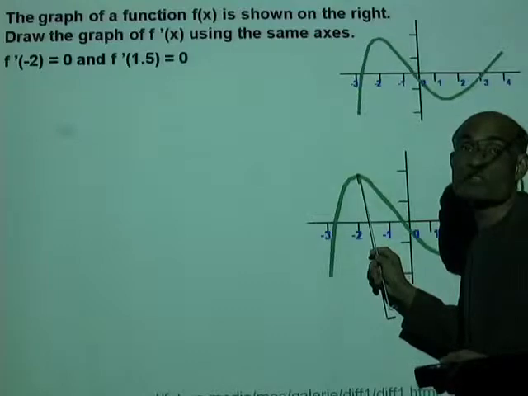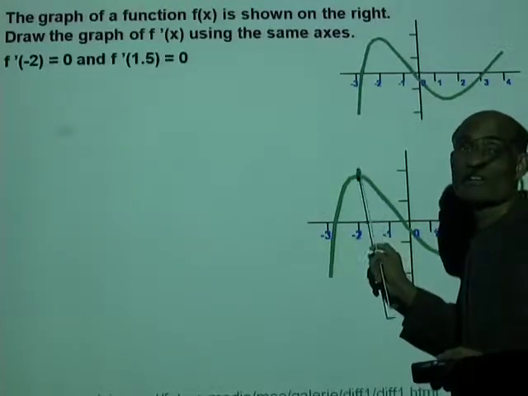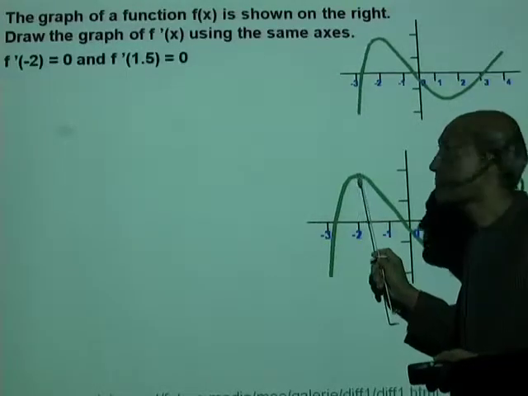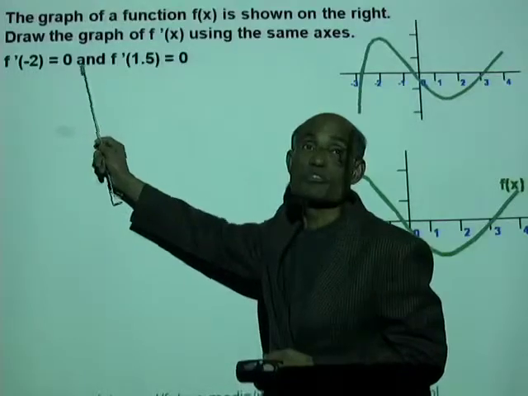Why is the derivative here 0? Because the tangent line there will be horizontal. The slope will be 0. That means the derivative will be 0. F prime of negative 2 equal to 0.